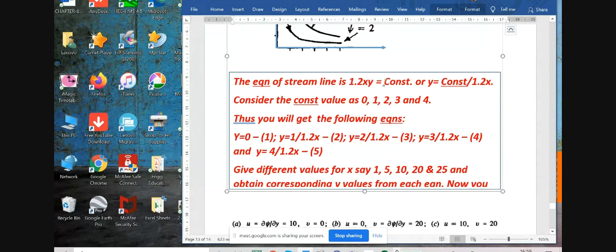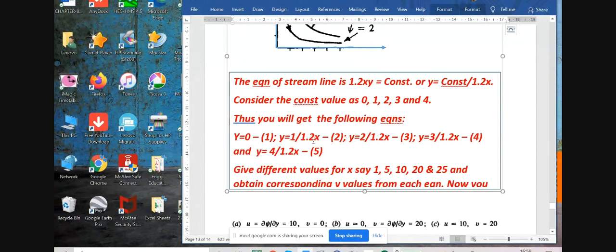1.2xy is equal to constant, or y is equal to constant by 1.2x, that is y is equal to 0. Then if I take constant as 1, y is equal to 1 by 1.2x. That is second equation. Third equation is y is equal to 2 by 1.2x. Fourth equation is y is equal to 3 divided by 1.2x. And last equation is y is equal to 4 divided by 1.2x.